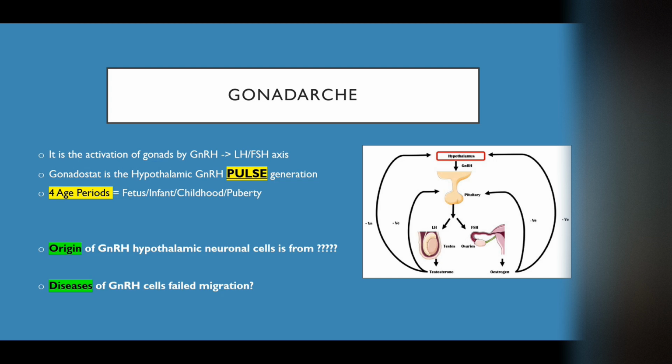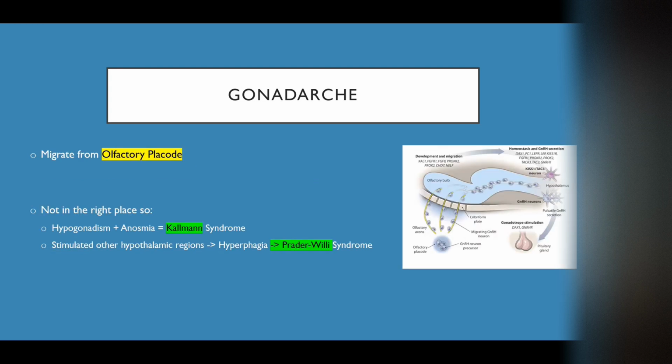So which disease is hyperphagia and hypogonadotropic hypogonadism? Hyperphagia with central hypogonadism? No? Okay, I'll give you the answer. It's Prader-Willi. So Prader-Willi, they have the hypogonadism, okay, because of the GnRH problem.